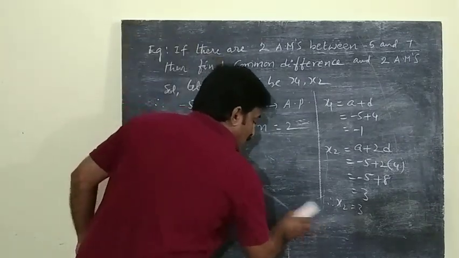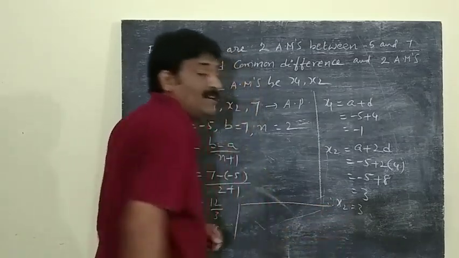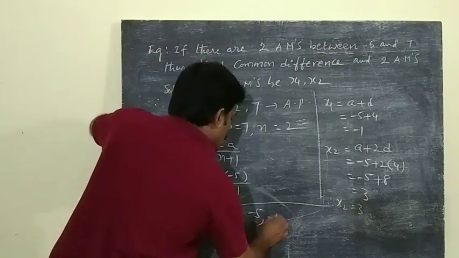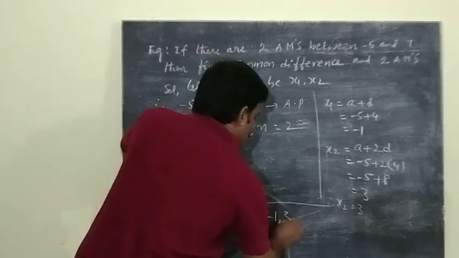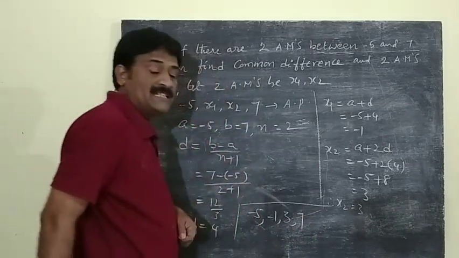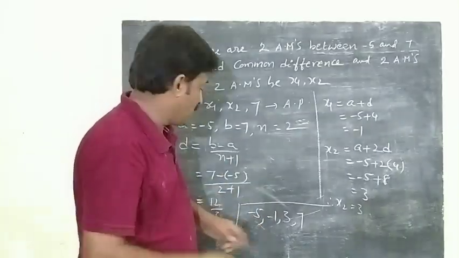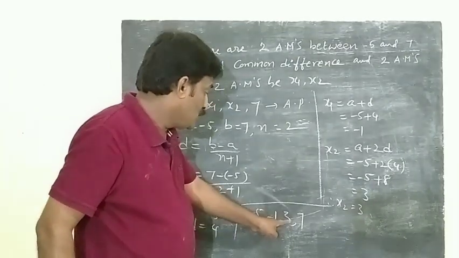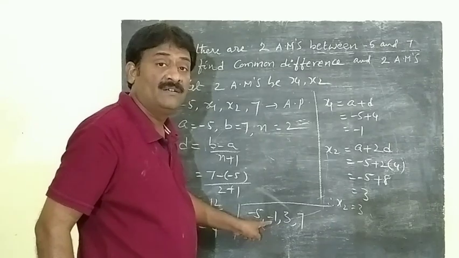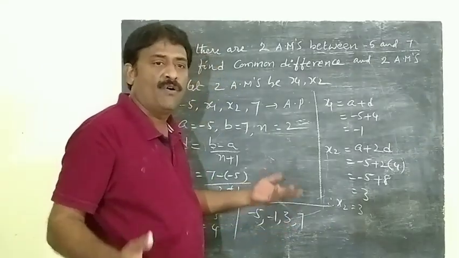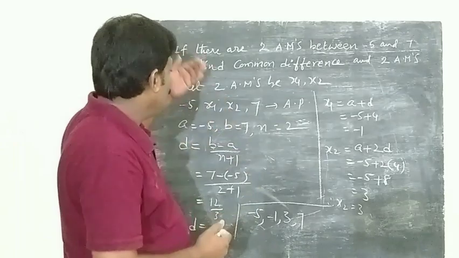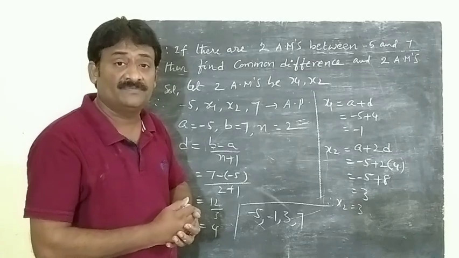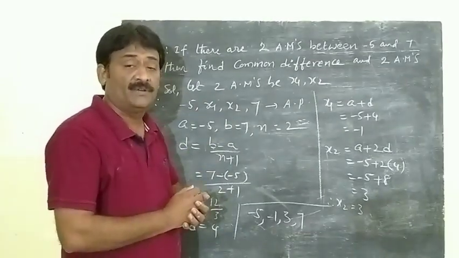Now, we can check whether the progression is in AP or not. Now, write minus 5, X1 is minus 1, X2 is 3, and 7 is given. Now test the common difference. Minus 1 minus of minus 5, 4. 3 minus of minus 1, 4. 7 minus 3, 4. So, it is a very important model. But this is not there in our textbook. But it is very important. Okay, clear?